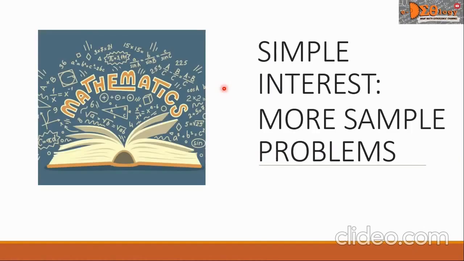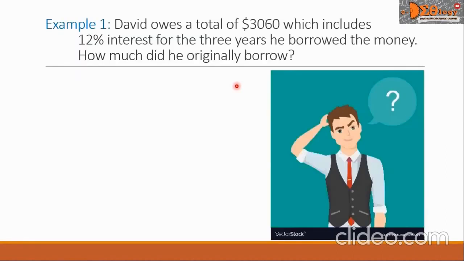Hi everyone. Today we're going to study more sample problems about this topic, simple interest. Let's have this example one. David owes a total of $3,060, which includes 12% interest for the 3 years he borrowed the money. How much did he originally borrow?